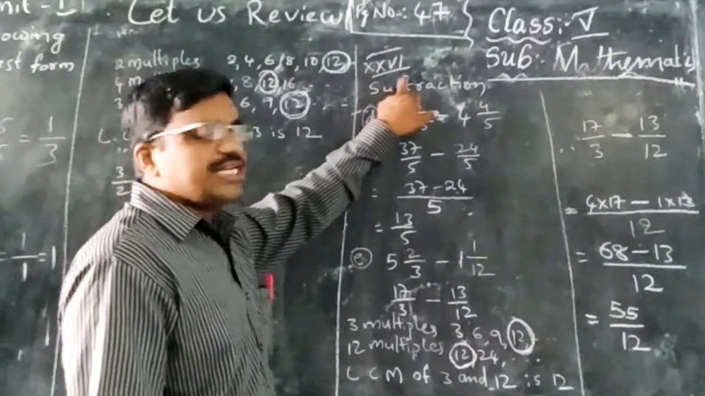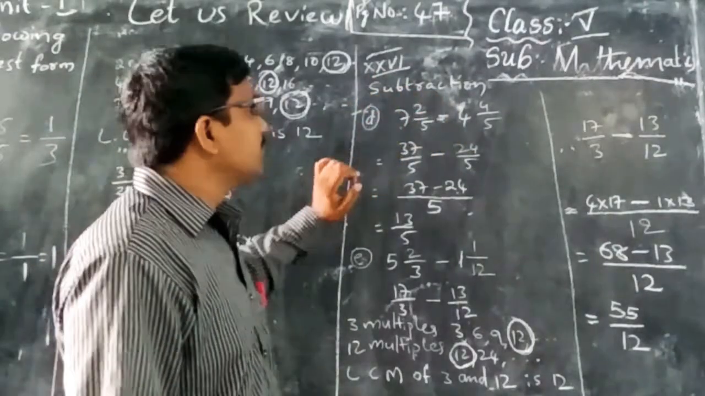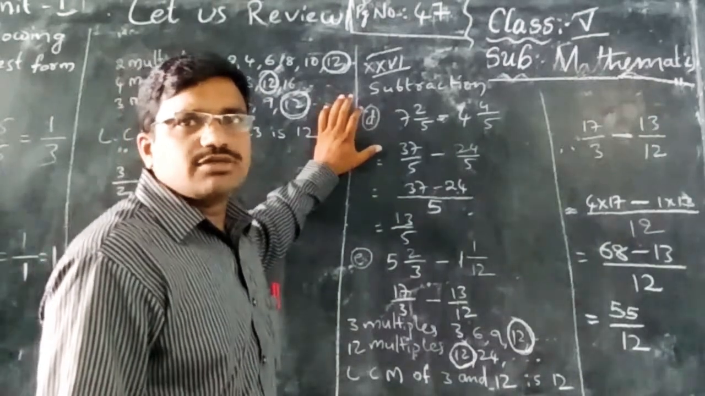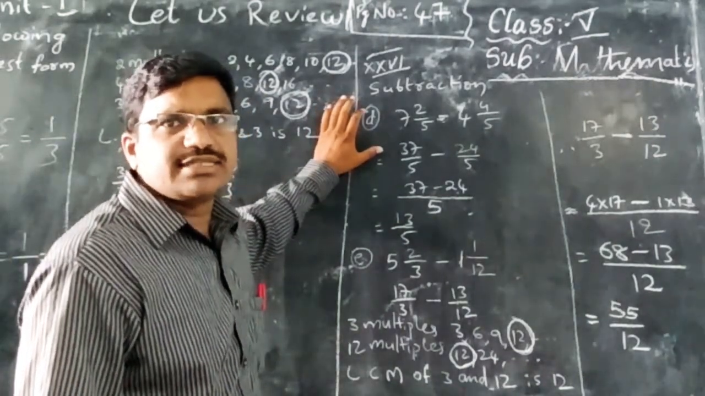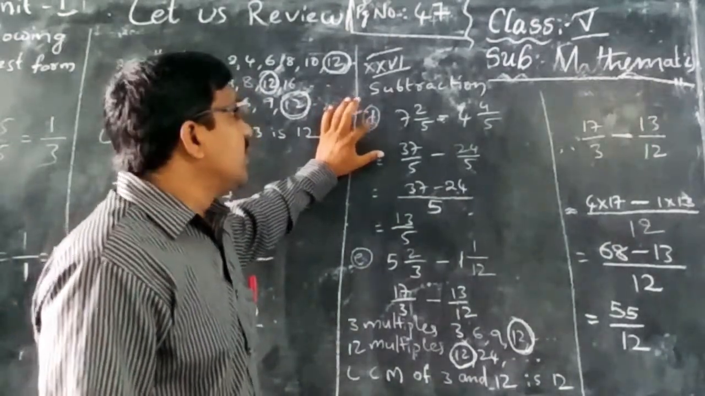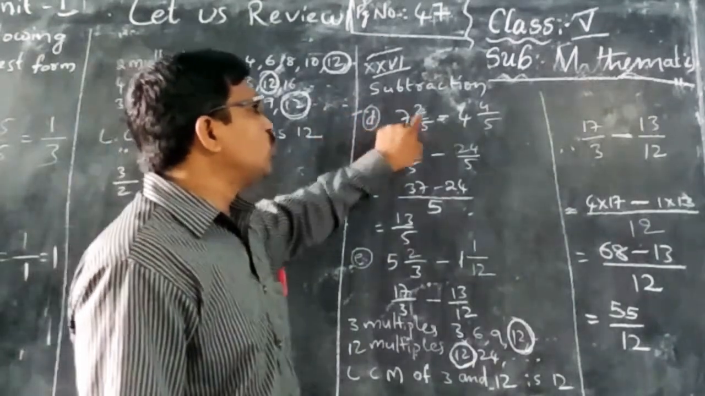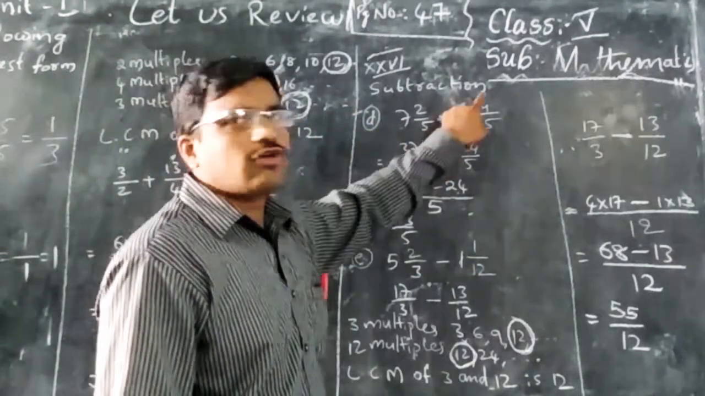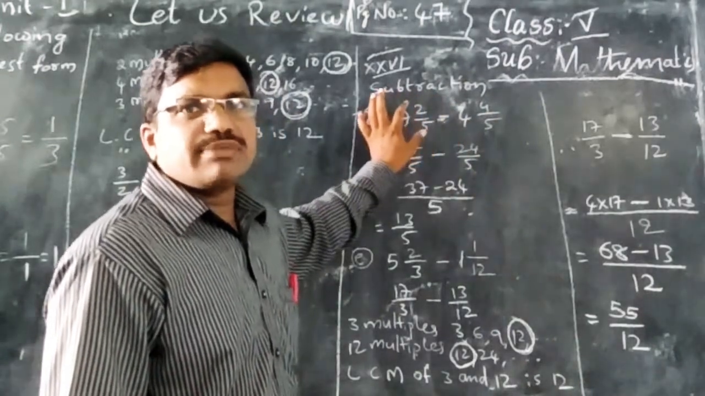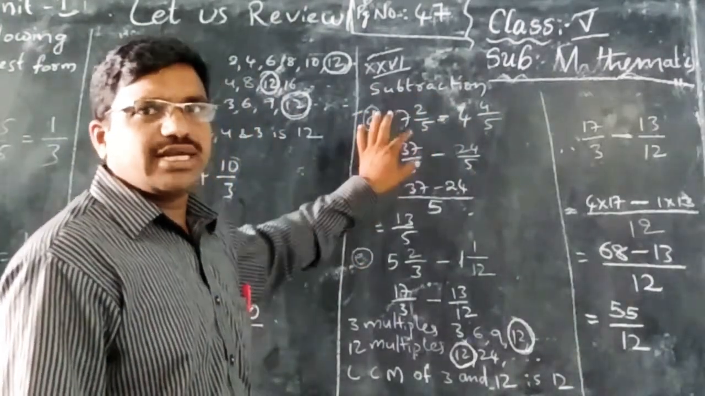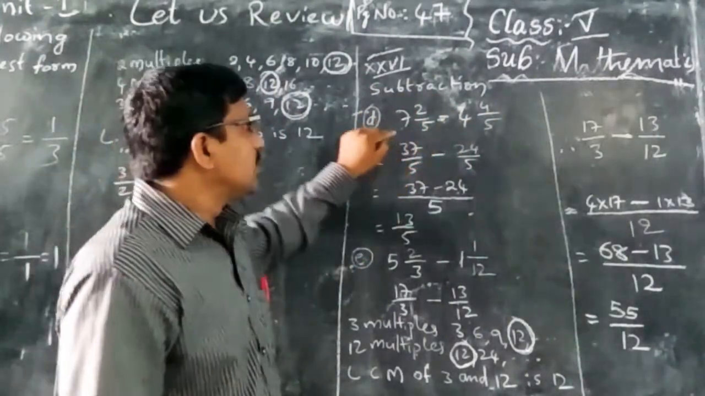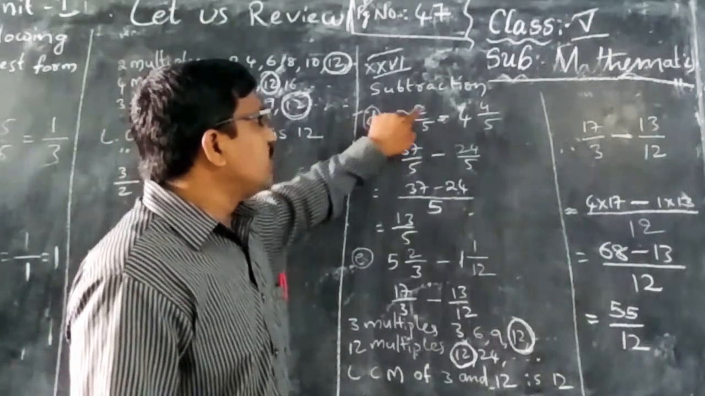Now come to the 26th bit, subtraction. Here I am taking two problems. One is like fractions and another one is unlike fractions. The first is 7 2 by 5 minus 4 4 by 5. Here also I am taking a mixed fraction. It is somewhat difficult, so I am taking a mixed fraction problem. 7 2 by 5.